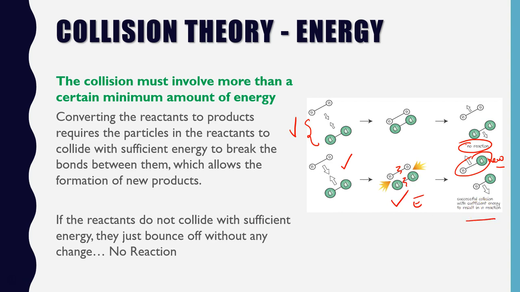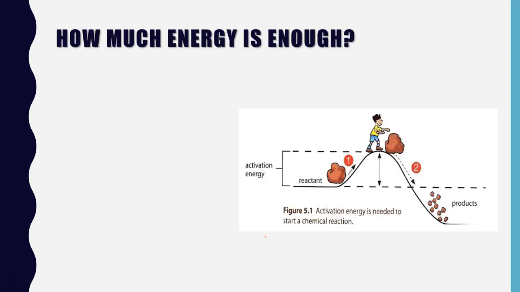So converting the reactants to products requires the particles to collide with sufficient energy to break the bonds between them, which allows the formation of new products. Okay, without that much energy, we're going to have no reaction. So what we've really got to look at is, well, how much is enough energy? And if you remember back to the energy level diagrams we were talking about with endothermic and exothermic, okay, reactants here, products there, this is actually an exothermic profile. Okay, get used to identifying these as you see them.